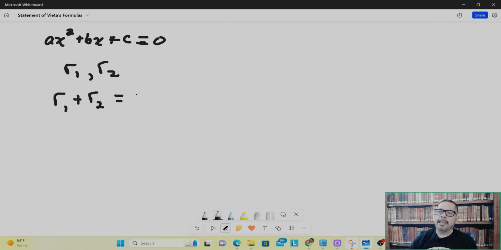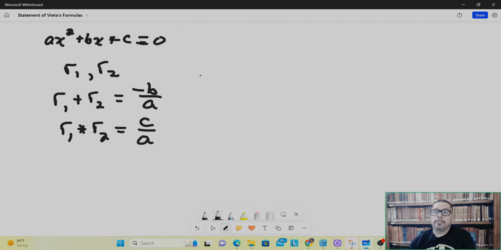can be obtained by taking the opposite of the linear coefficient and dividing it by the lead coefficient. And the product of the roots can be obtained by taking the constant and dividing it by the lead coefficient. This is not so hard to derive. You can simply take the roots as given by the quadratic formula, add them, multiply them. After a little bit of algebra, you'll see that these results pop out.